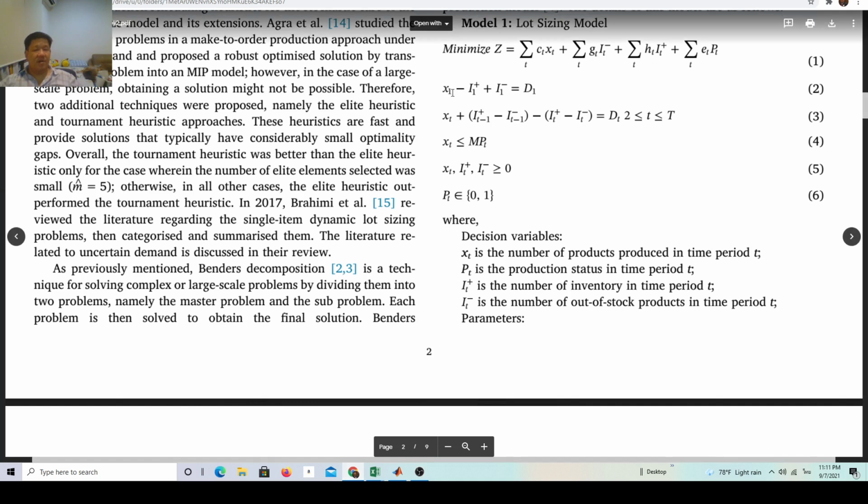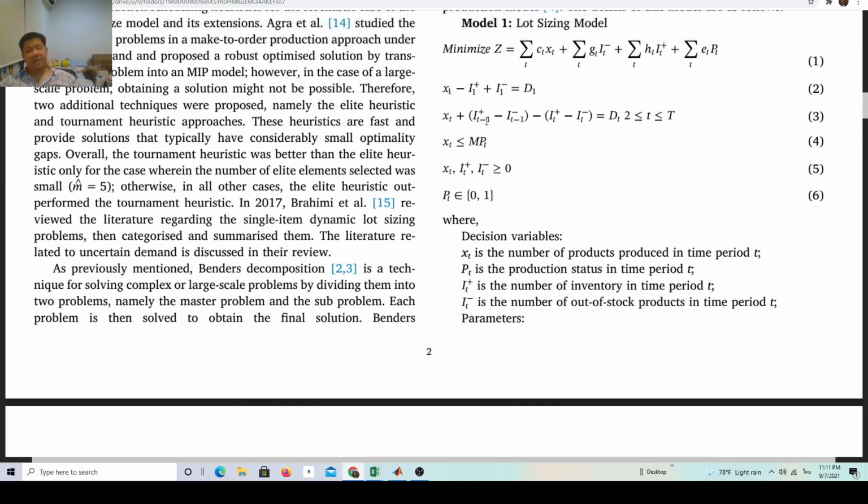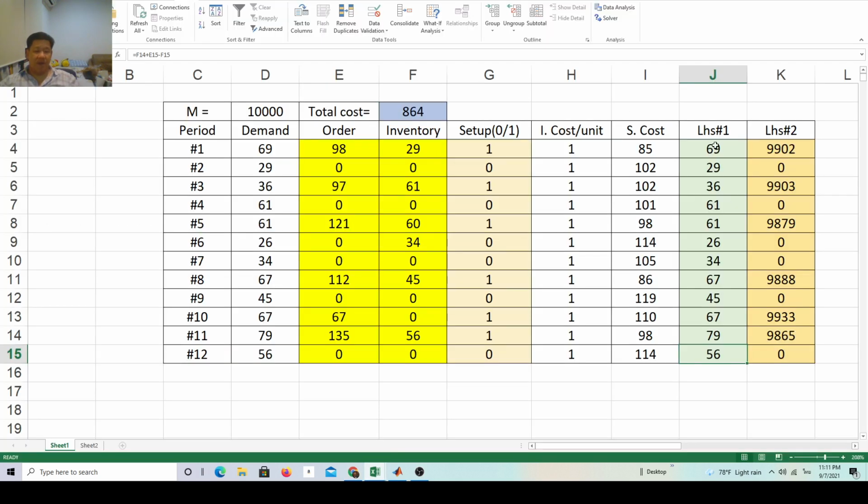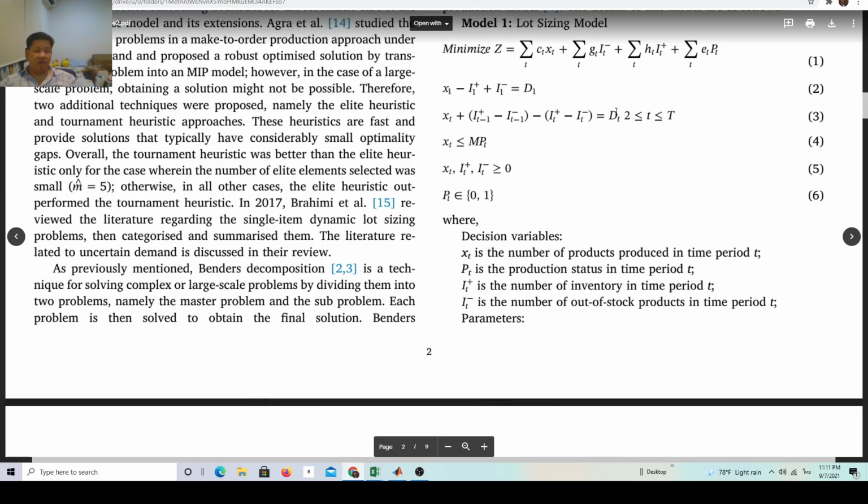You see the second one, when you don't have any I minus, it's only x1 minus I plus equal to d sub 1. And for the remaining constraints it is I plus at period t minus 1 plus x sub t minus I plus at period t equal to d sub t. So we implement these two on the Excel here, in the left hand side number 1, and this has to be equal to the demand.